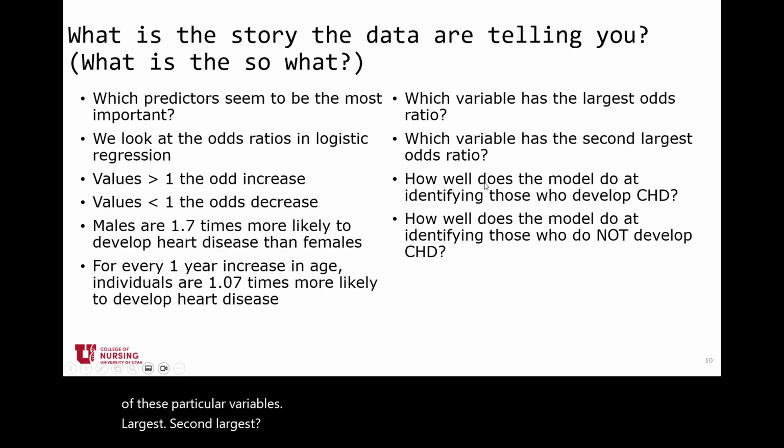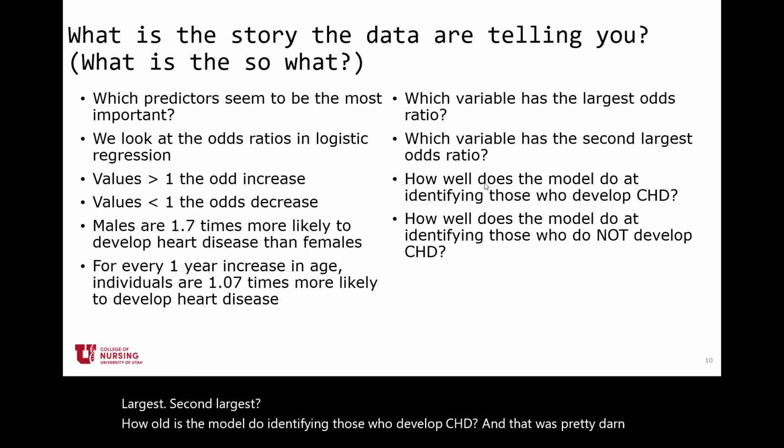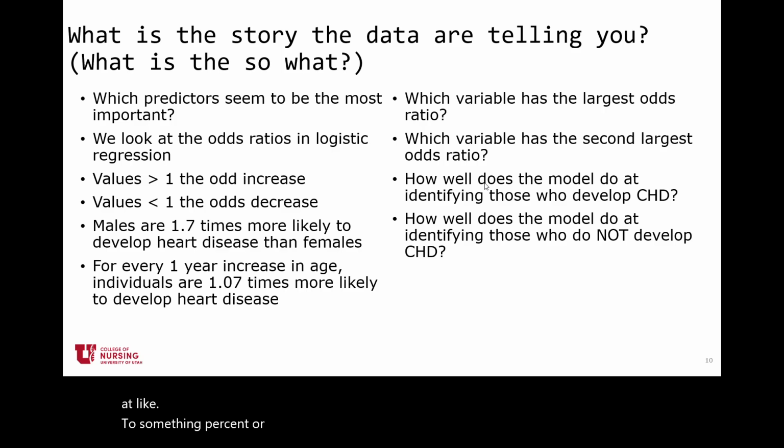How well does the model do identifying those who develop CHD? And that was pretty darn low at like 2-something% or 3%. And for those who do not develop it, it did really well.